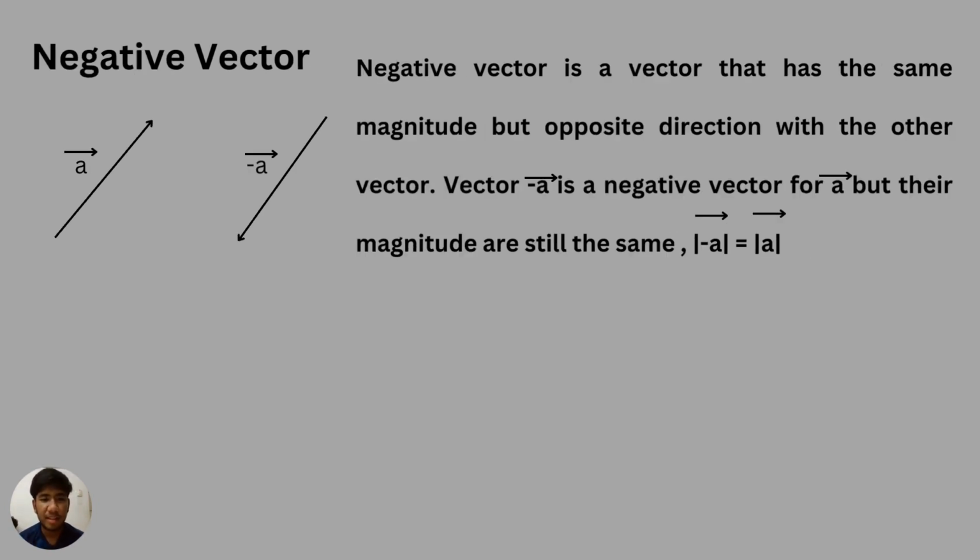Negative vector. Negative vector is a vector that has the same magnitude but opposite direction with the other vector. Vector negative a with arrow above is a negative vector for a with arrow above, but their magnitude are still the same. Magnitude of negative a with arrow above equal magnitude of a with arrow above.